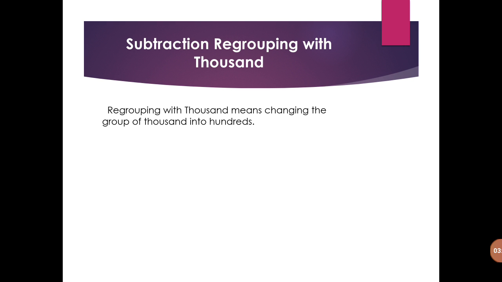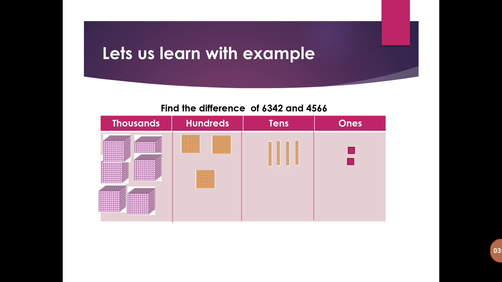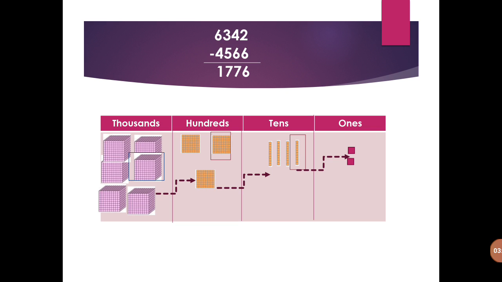Now subtraction regrouping with 1000. Regrouping with 1000 means changing the group of 1000 into hundreds. Now find the difference of 6342 and 4556. Represent the number in the base 10 block system. Now observe it.